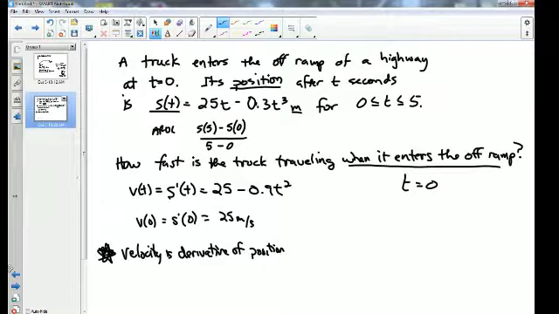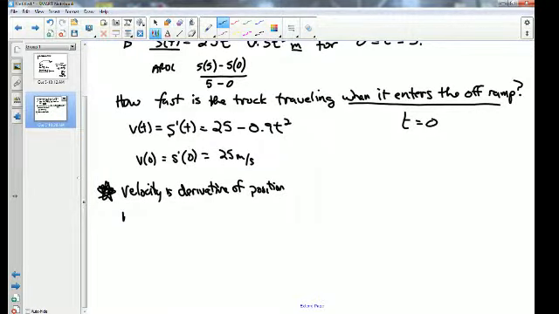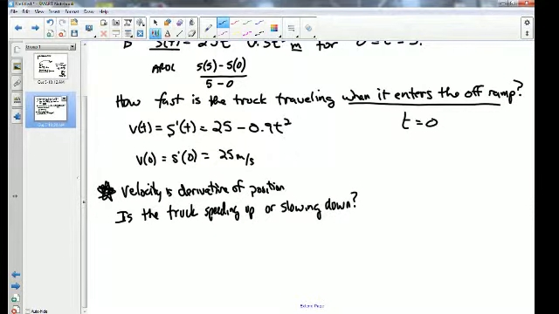Okay. Here's another question we can ask. Is the truck speeding up or slowing down as it enters the off-ramp? It'd be slowing down as it enters the off-ramp. Maybe. I hope so. That's a real question. So you're thinking contextually, we need to verify that mathematically.